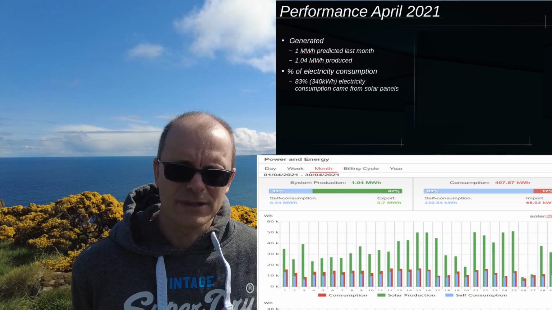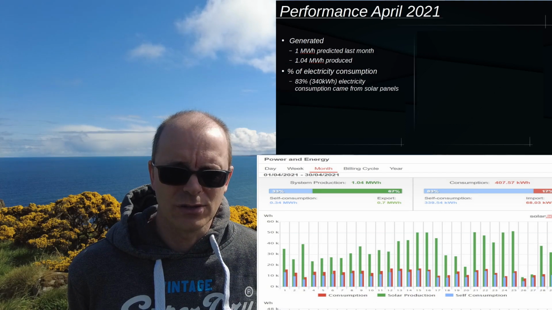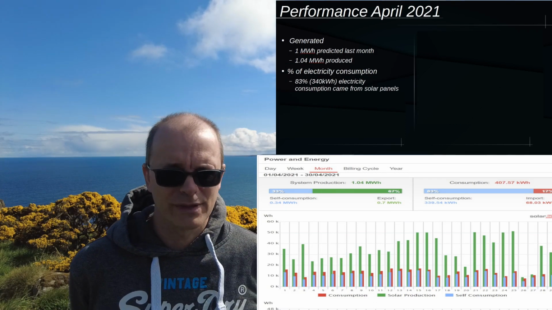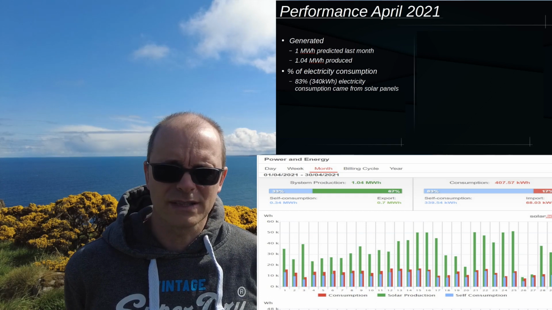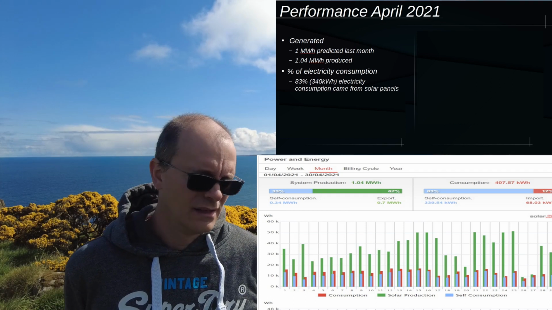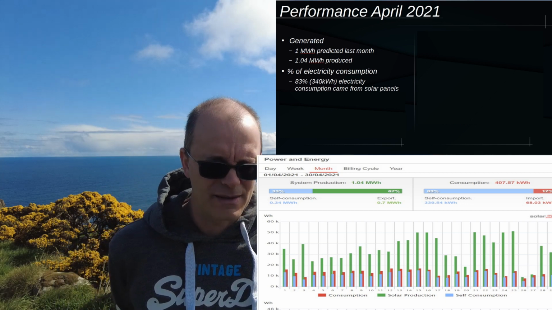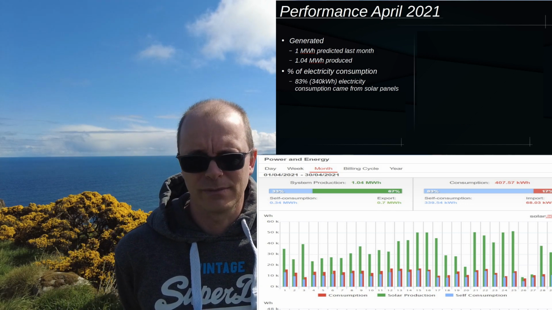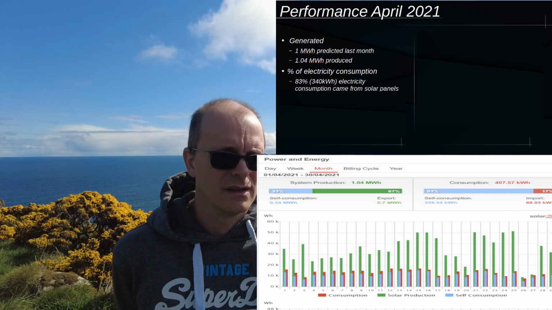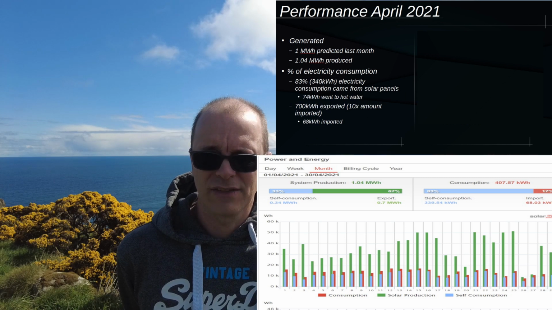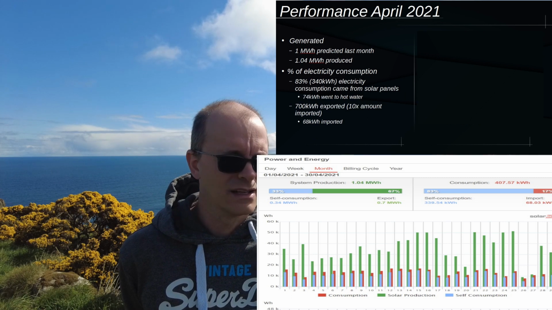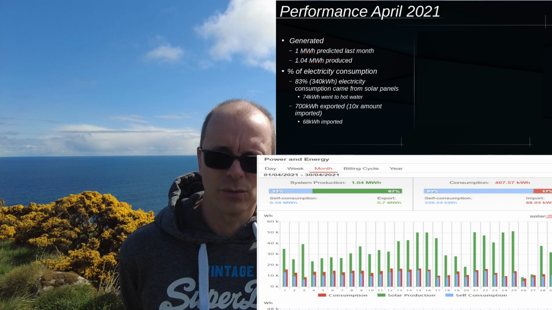So 83% of my electricity consumed came from my solar panels. That meant that only 17% was imported from the grid. And the other thing to note, in terms of the comparison between import and export, was that we exported 700 kilowatt hours of electricity, but we only imported 69 kilowatt hours.